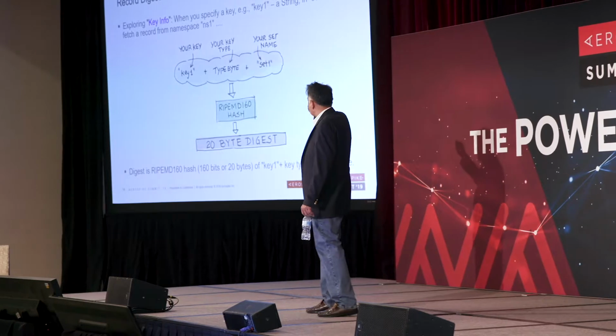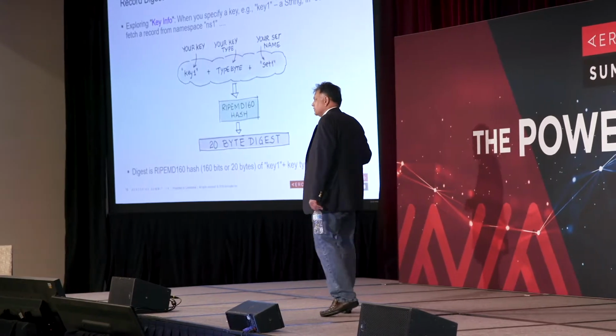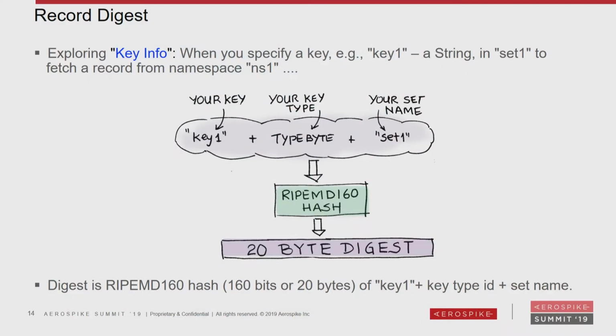So every record inside Aerospike is accessed through this 20-byte digest. We don't keep your key. This hashing occurs in the Aerospike client library, which binds to your application. Okay? So the digest is the beginning point for your record inside the server.